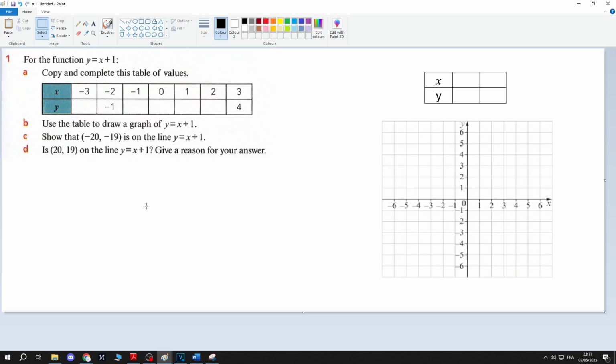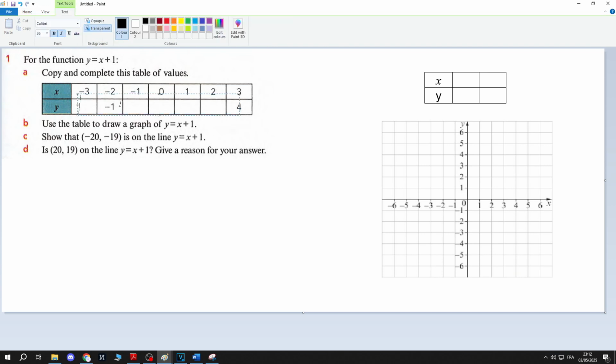So in order to answer this question, we will cover the first exercise of your learner book. And it says, for the function y equals x plus 1, we need to first copy and complete this table of values. All right? So let's do that. So every time we are replacing x with the value that I have given us, and we are trying to find what y is. So if x is -3, -3 plus 1 is -2.